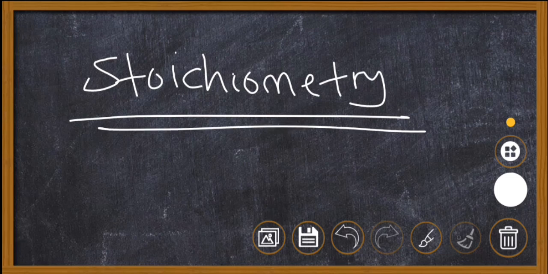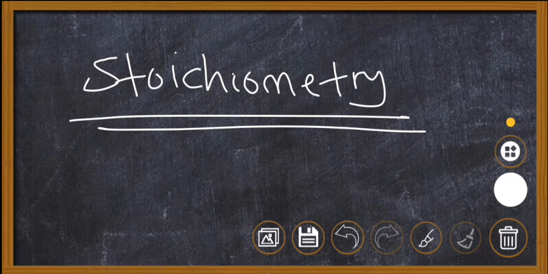What is stoichiometry? Stoichiometry is simply the branch of chemistry that deals with the quantitative relationships between reactants and products in a chemical reaction. In this lesson today, we are going to discuss the relative masses of atoms and molecules. We are also going to discuss the determination of relative atomic masses from percentage composition. We are of course also going to discuss the empirical and molecular formula. That is for today's lesson.